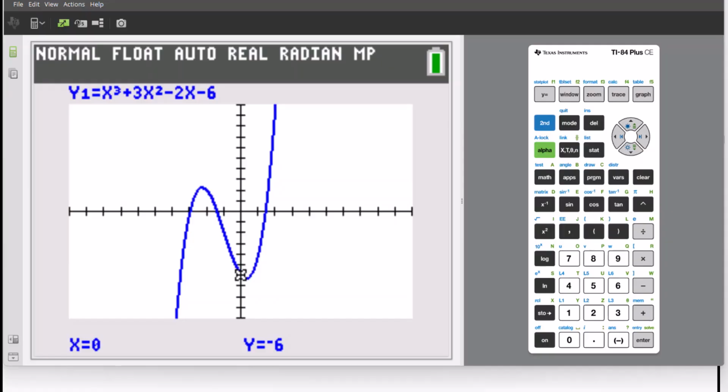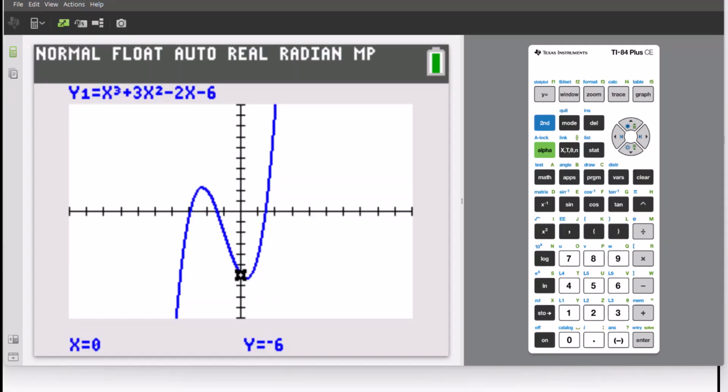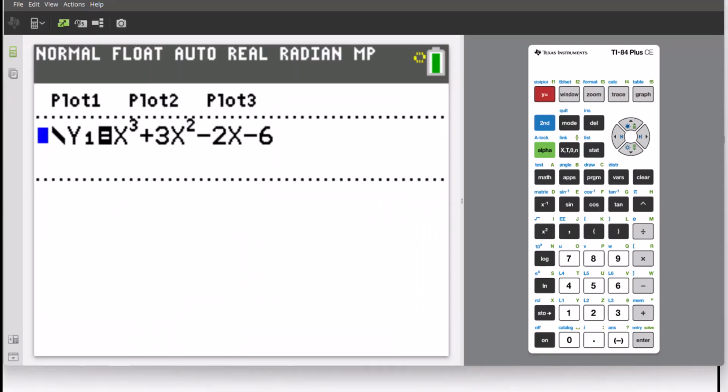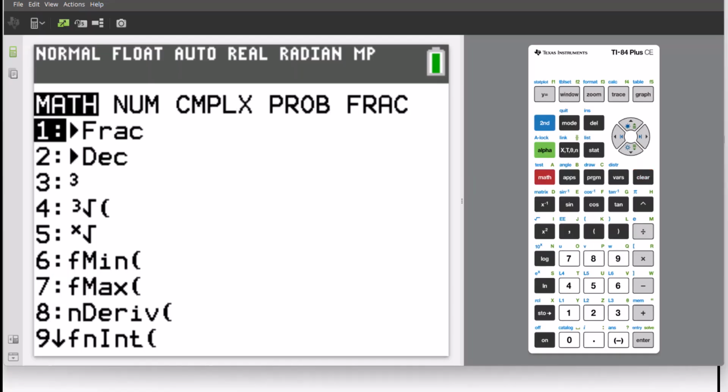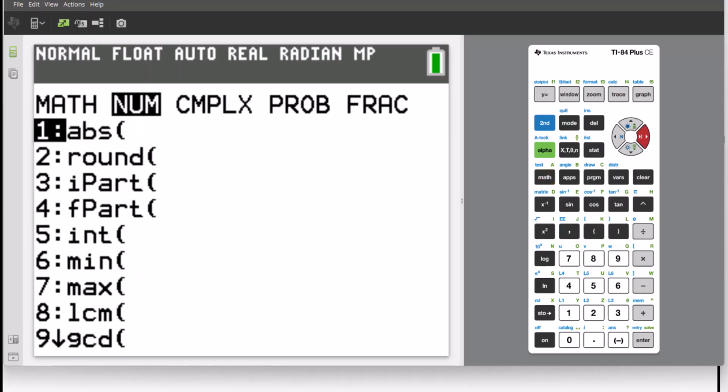Okay, so here's the calculator again. In this case, I'm still seeing the polynomial that we did in the previous problem. So I'm going to click on the y, and then I'm just going to click clear to remove all the previous entries for the previous polynomial. Next, what I'll do is I'll click on math. And once I click on math, I'm going to move over to the numbers column.